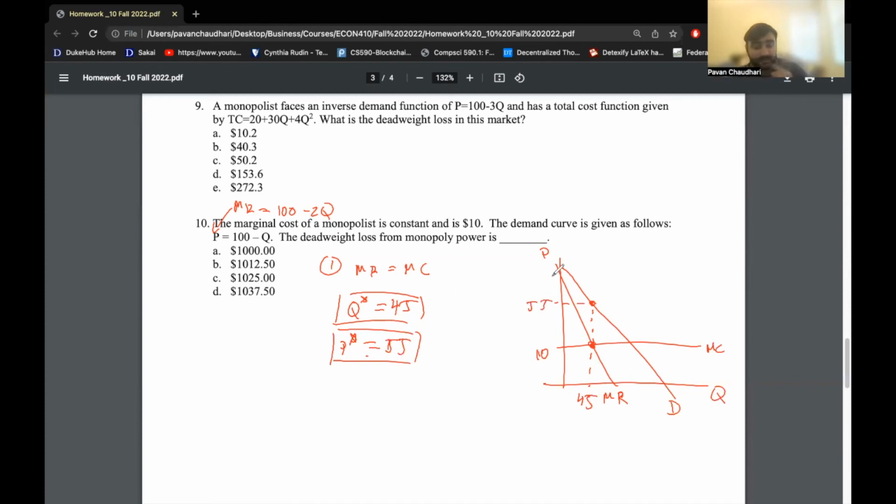So this is a little bit different from the previous problem. So luckily here, because MC is constant, we actually already know this bottom point. So we have to do a little bit less work. But if you want to check your work, you could always plug Q back into the marginal revenue to make sure you get 10, how you're supposed to.